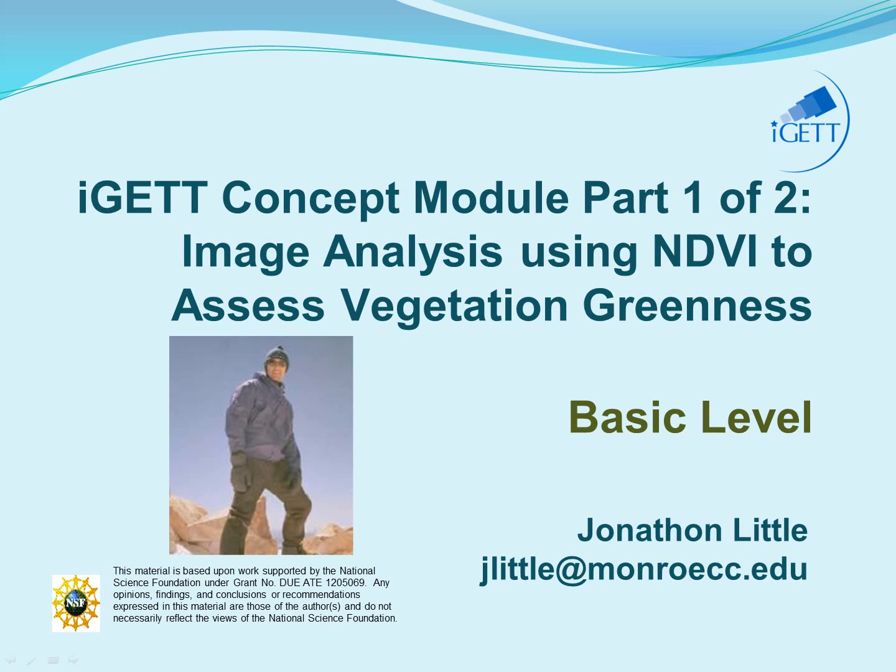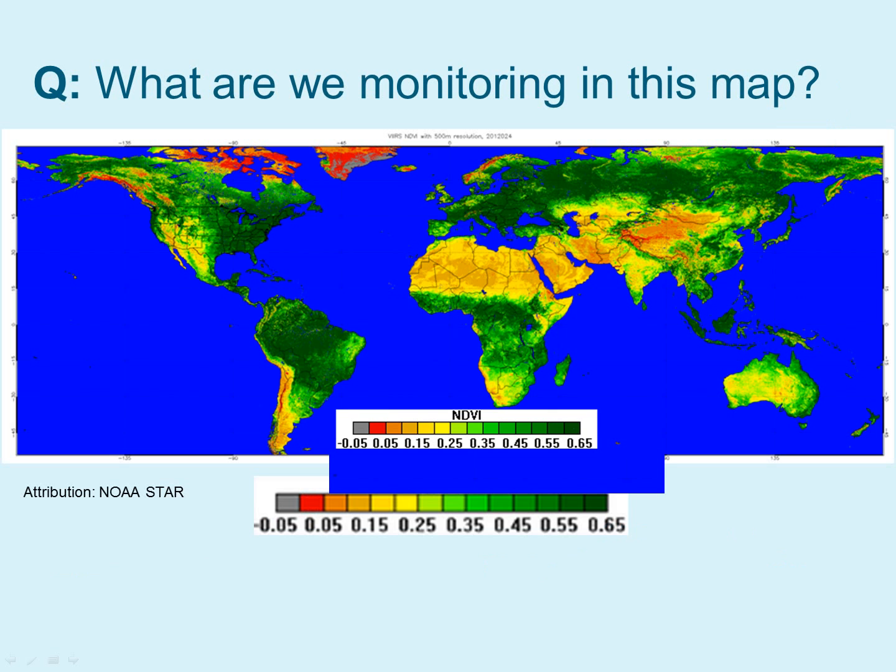In this concept module, we'll be using image analysis and NDVI to assess vegetation greenness. What are we monitoring on this global map? Let's take a look. You can see there's some dark green colors which have an NDVI value of greater than 0.5, and we have some red values there with a very low, near zero NDVI.